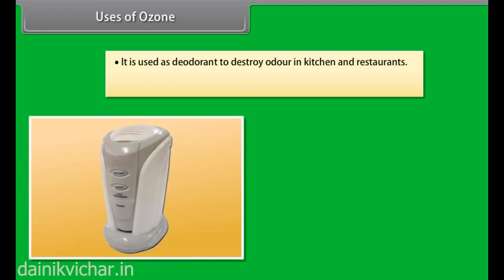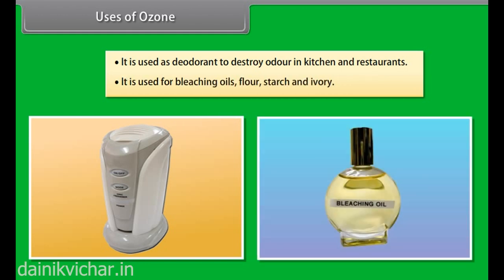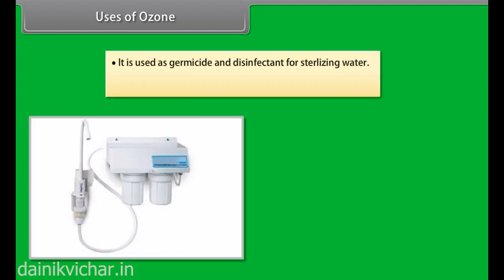It is used as deodorant to destroy odor in kitchen and restaurants. It is used for bleaching oils, flour, starch and ivory. It is used as germicide and disinfectant for sterilizing water. It is used in the manufacture of artificial silk and camphor.